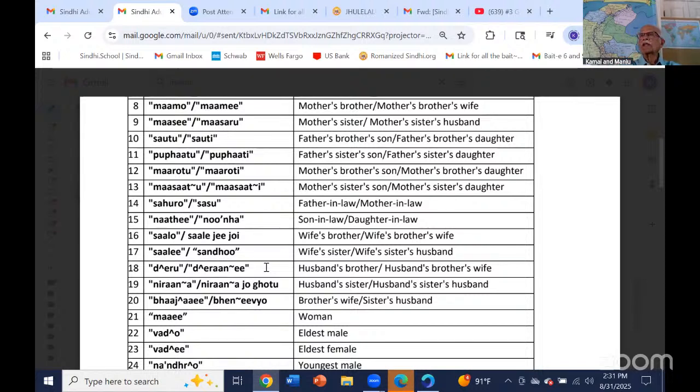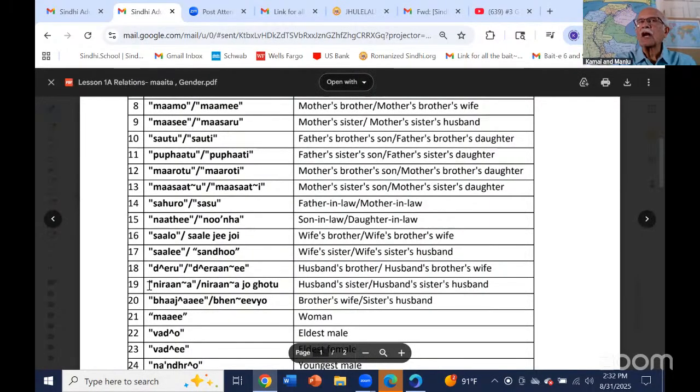Deru, Derani. In the joint families they lived in Sindh, there used to be a number of brothers. They were married. Grandfather and grandmother were there, like elders of the family. Lots of brothers were married and sisters were married, and they used to get together. My husband's elder brother, younger brother, and his wife. The Deru and Derani, these were close relationships.